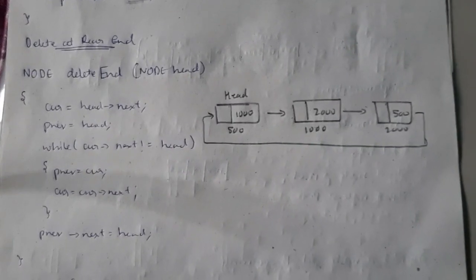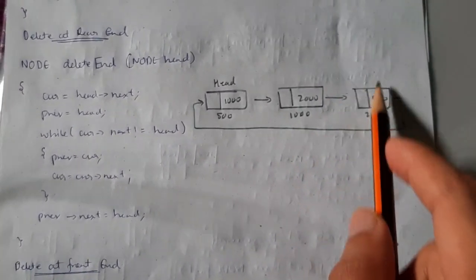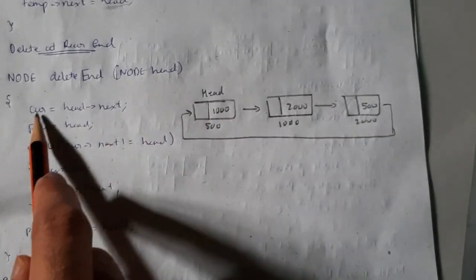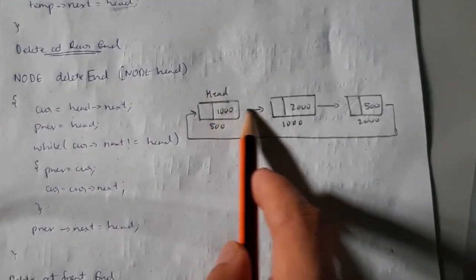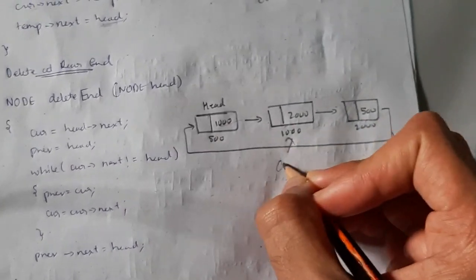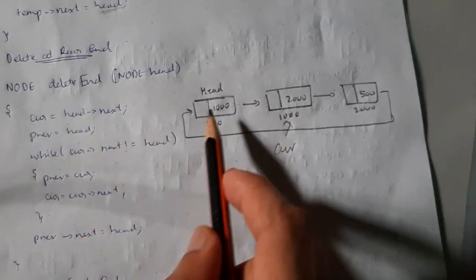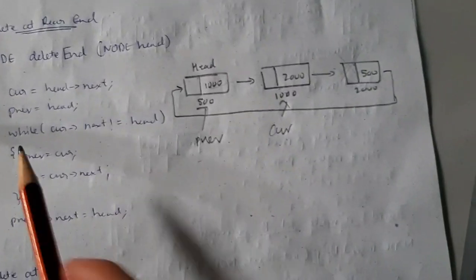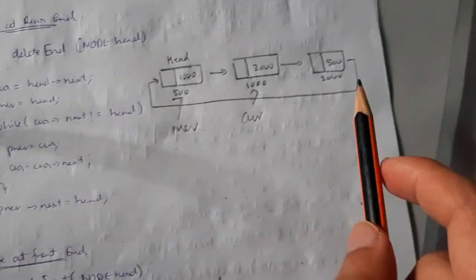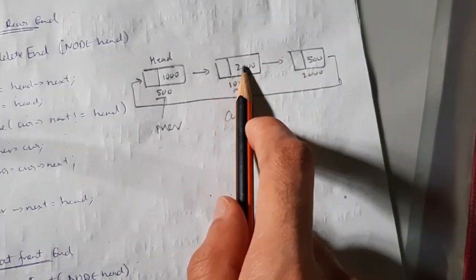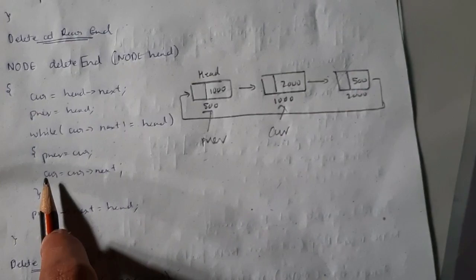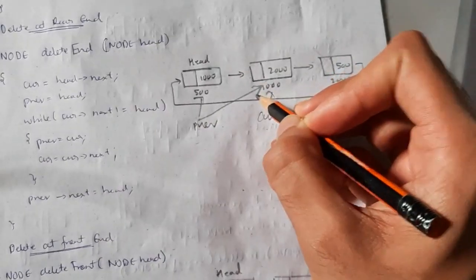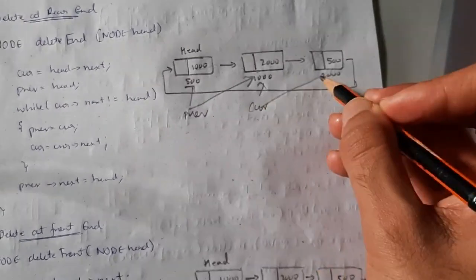And deletion at the rear end, that means you have to delete this node here, okay. If you have to delete this node here, what will you do? First current is equal to head arrow next. Head arrow next is this, so current will be pointing here, okay. Then previous is equal to head. This is previous. Now what you will do, while current arrow next is not equal to head, previous is equal to current, and current is equal to current arrow next. So previous is equal to current, meaning previous will also point here, and current is equal to current arrow next, meaning this will point here.